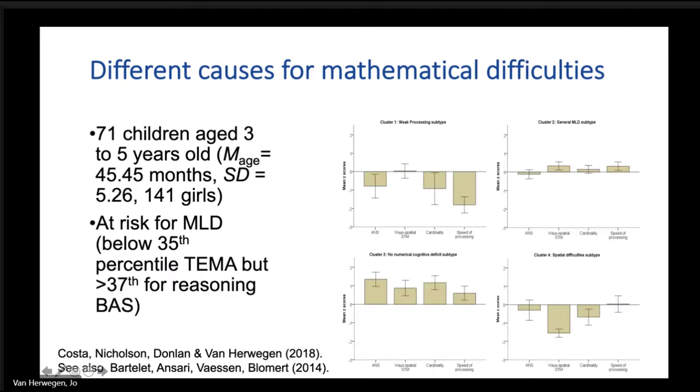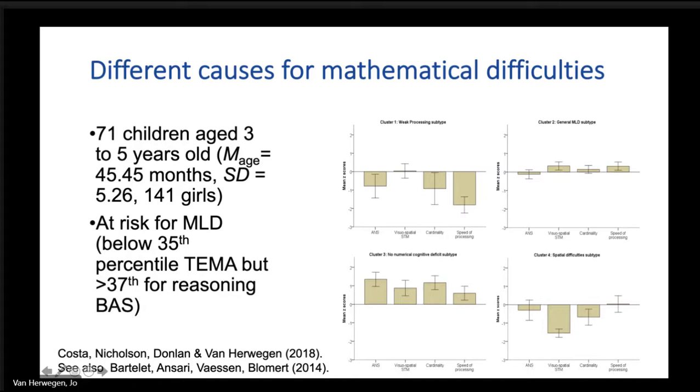And what we did was we looked at how these children perform, for example, on approximate number sense tasks, where they had to say where is more, blue or red dots, a visuospatial task, which was a pattern construction task where they have to copy patterns using 3D squares, cardinality, so it was a counting task, and they had to give us a particular number of items, as well as a speed of processing task.